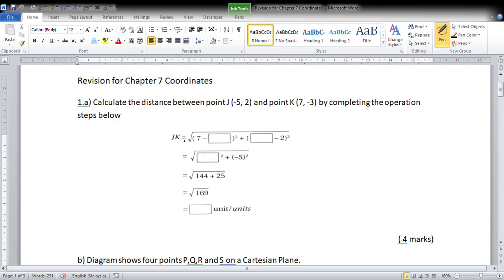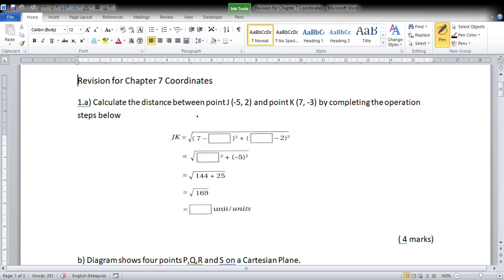In this question 1, the question requires you to calculate the distance between the point J and also the point K with the given coordinates, by completing the steps below. You can look at this equation, where this one is a square root, if you calculate distance.